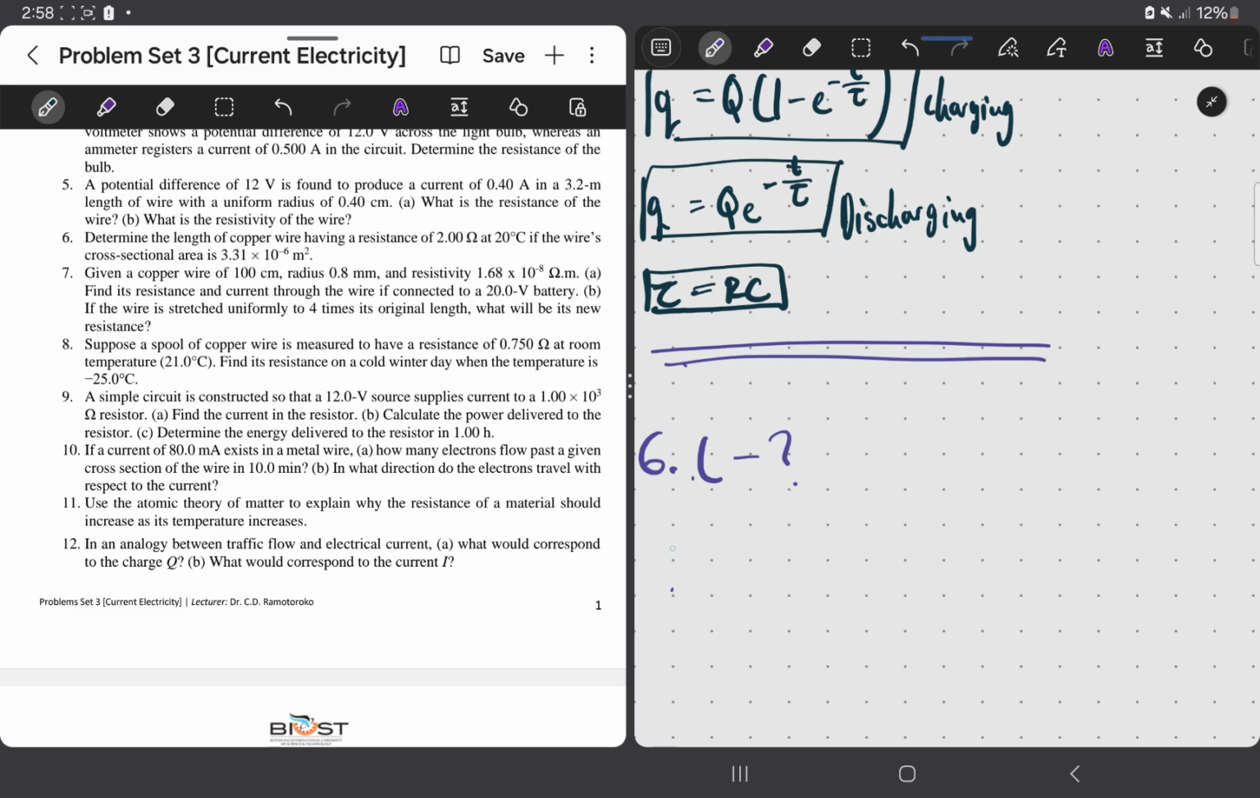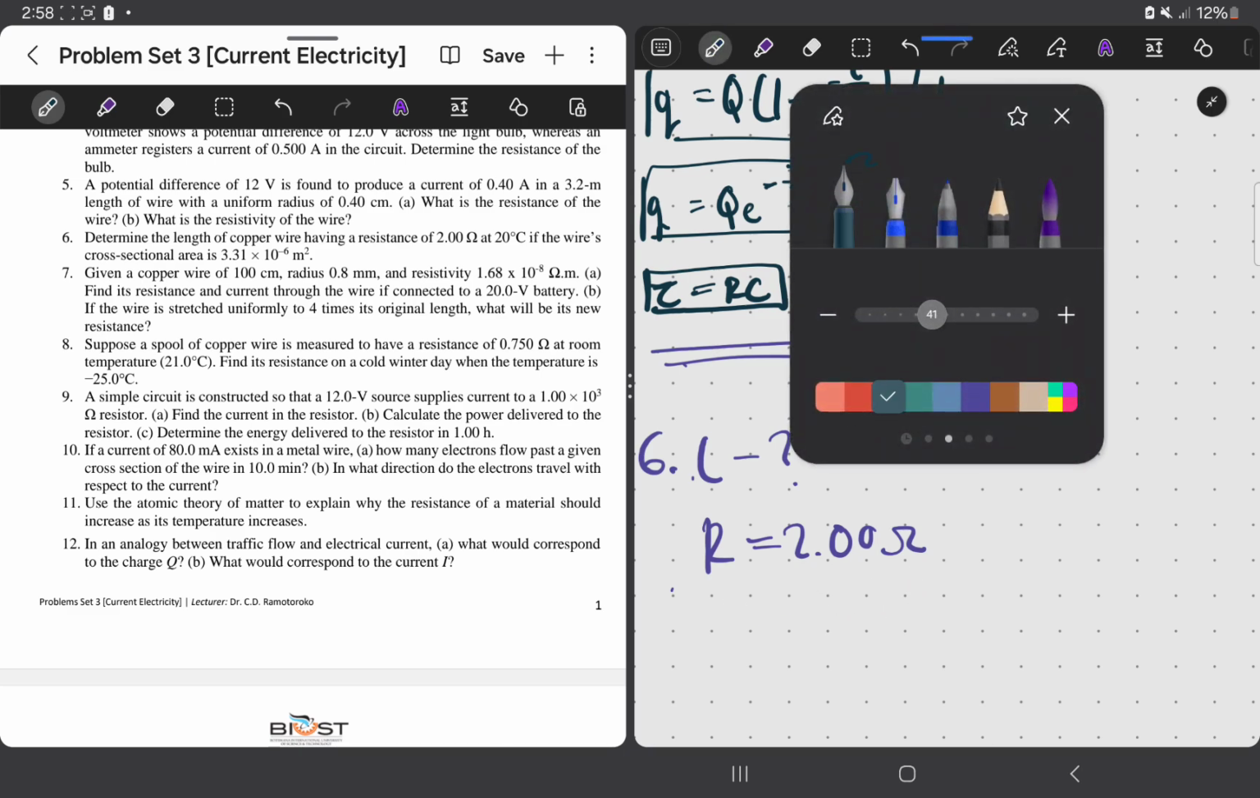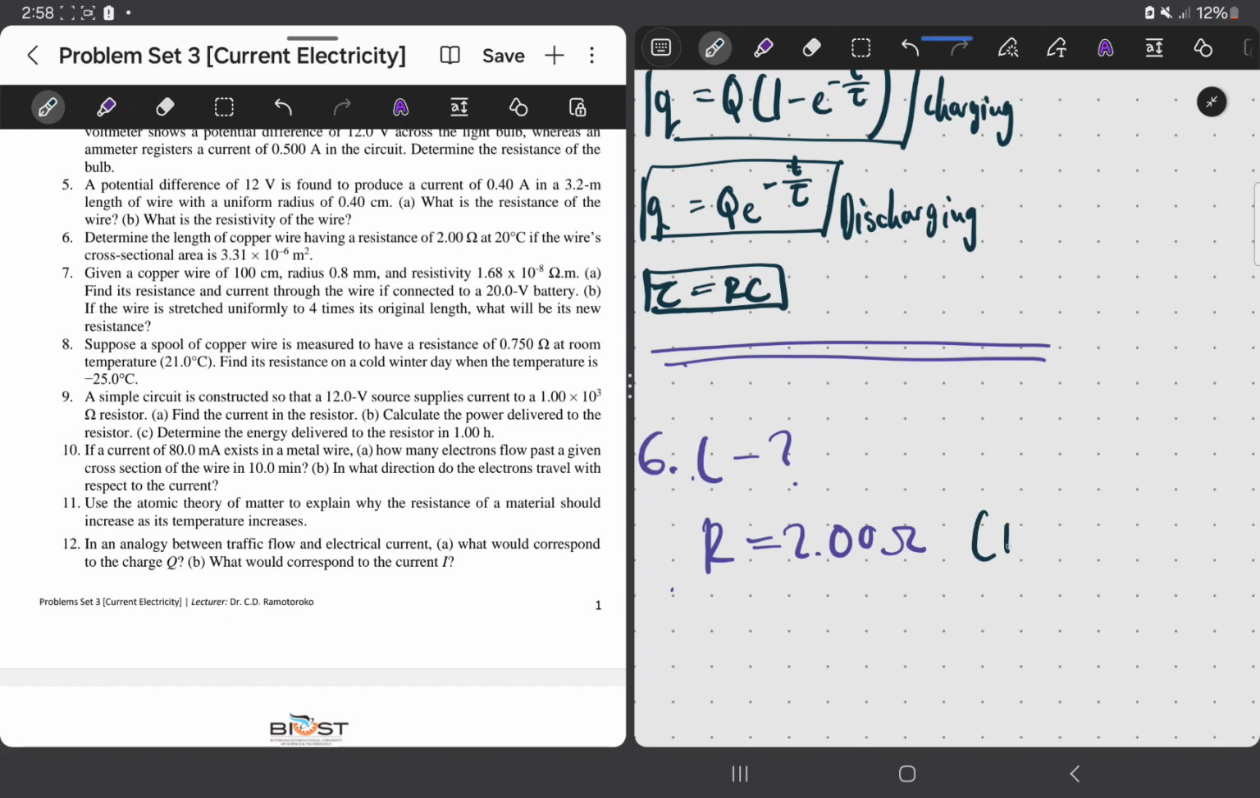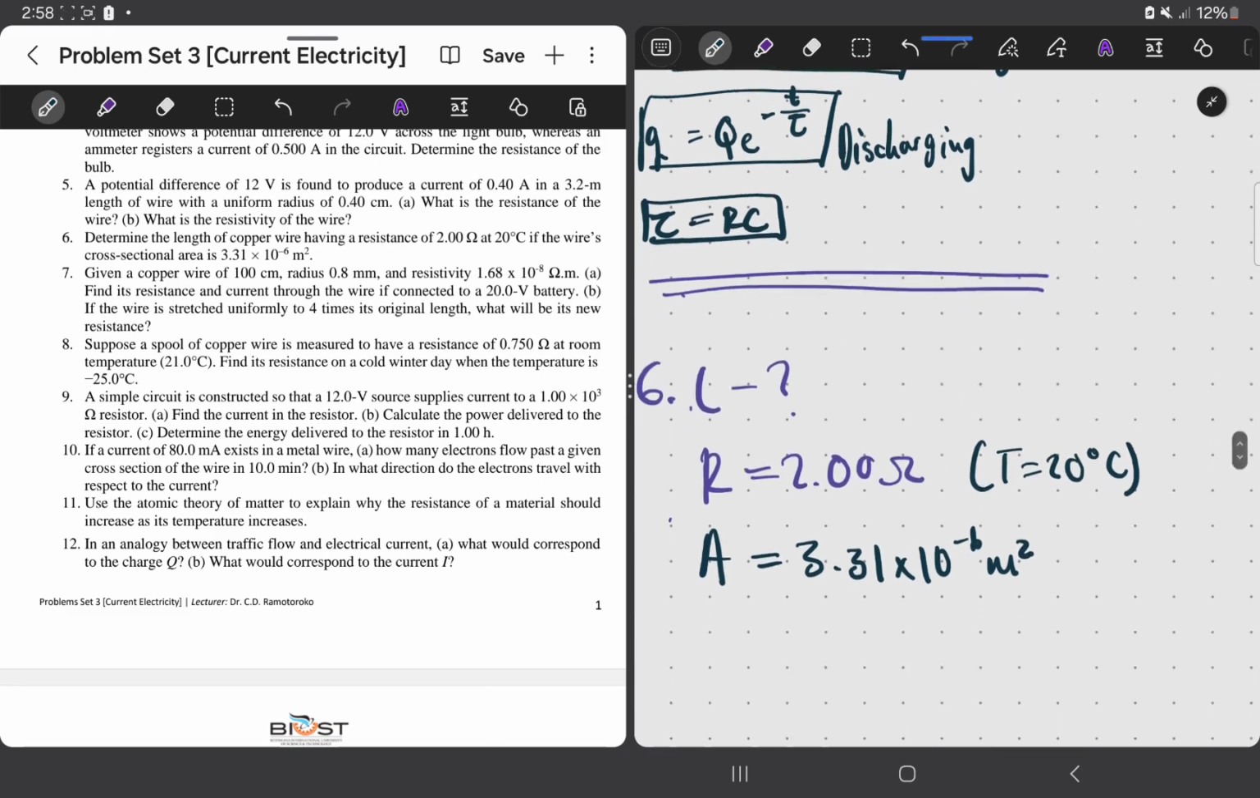And they're saying the resistance, R, is going to be 2.00 ohms at 20 degrees. So T is 20 degrees. If I need it, I'll know. I don't really need the T. If the wire's cross-sectional area is going to be 3.31 times 10 to the power of negative 6 square meters, and they want the length of the copper wire.